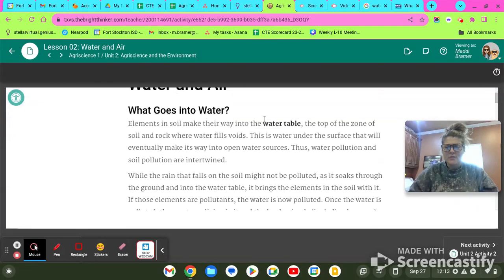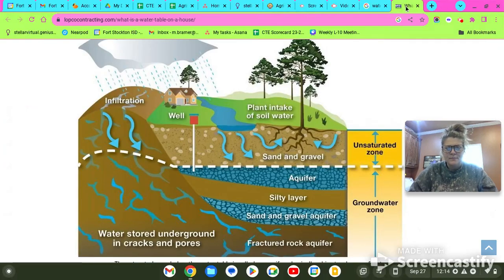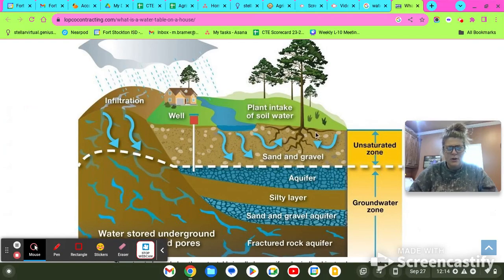Water kind of goes along with soil. Whatever the soil is being affected by, the water underneath it is probably getting affected too. So this talks about the water table, and I'm going to show you a picture of that. Here's a good example of the water table.